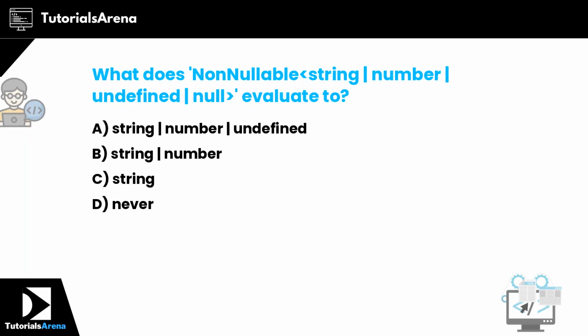What does NonNullable<string | number | undefined | null> evaluate to? The correct answer is option B, string | number.